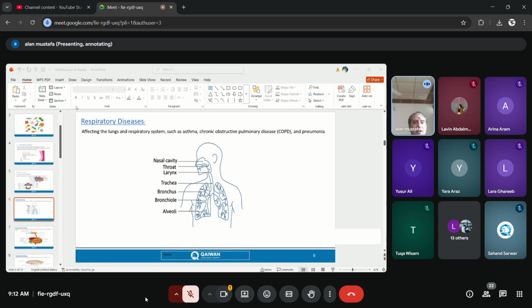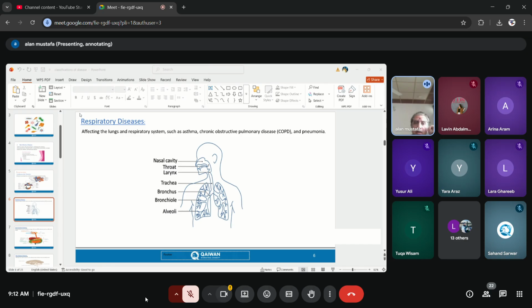But it's very, very serious. These patients have a lot of problems breathing. Most of them, especially at the later stages, have to be on oxygen almost every day. And the reason for this is smoking. It's a progressive disease. It cannot be cured.